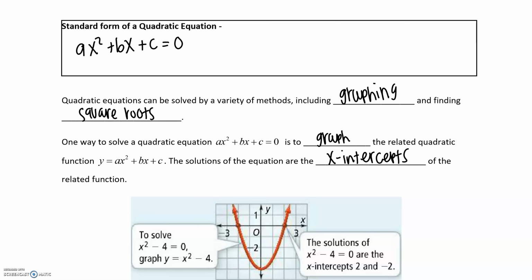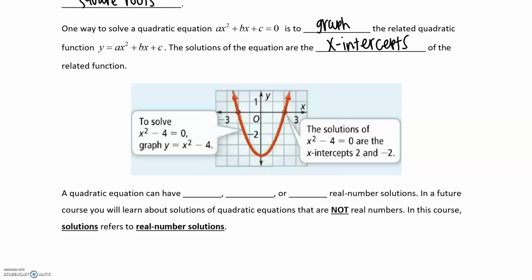A quadratic equation can have two solutions, just one solution, or no solutions at all. When you get to Algebra 2, you'll see that there are solutions that are not real, but right now we're only learning about our real solutions. Here we can see that this parabola hits the x-axis at -2 and +2. Those are going to be the solutions to our quadratic equation.